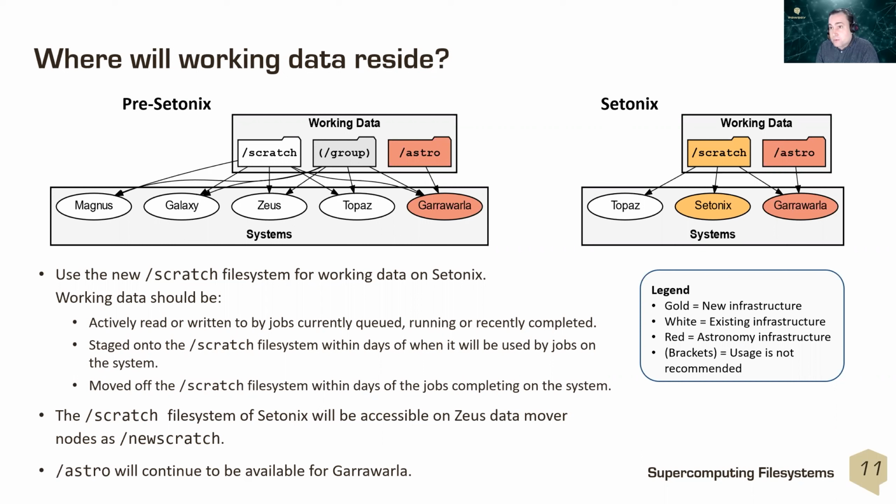So we have not been able to provide the old Scratch file system on the Setonix data mover nodes due to a versioning compatibility. So instead, we're providing the new Scratch file system from Setonix on the data mover nodes in the copy queue partition on Zeus to allow you to move files from the existing Scratch file system onto the new Scratch file system.